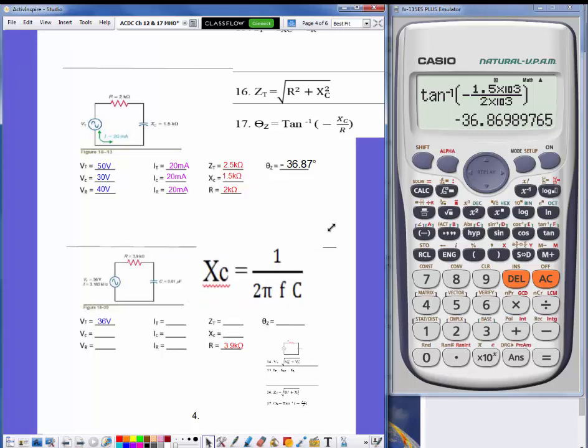How do we do that? With this formula right here. All we got to do is 1 over 2 pi F C. What is F? Right here. What is C? Well, they gave it to us. It's right here. When we run that formula, it gives us 5 k ohms.